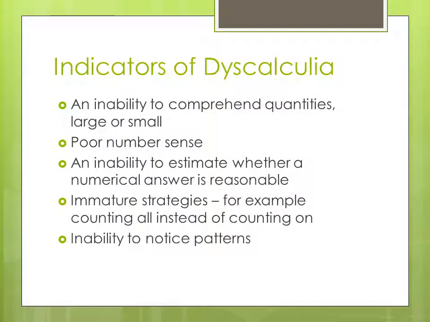Some of the indicators of dyscalculia are the inability to comprehend quantities, large or small, poor number sense, and inability to estimate whether a numerical answer is reasonable, immature strategies, for example, counting all instead of counting on. Students are unable to say, begin from 3 and count on to 4, 5, 6. They instead have to return all the way to 1 and try and count all numbers to the number expected. They have an inability to notice patterns.